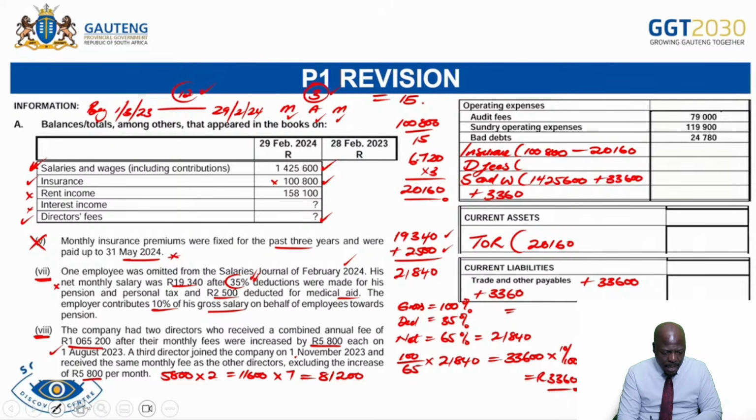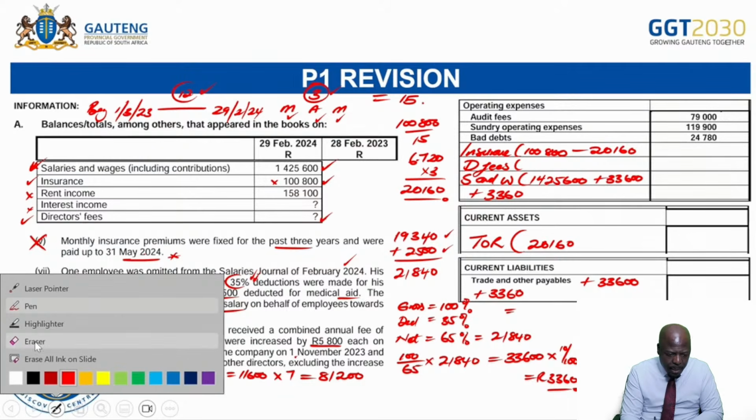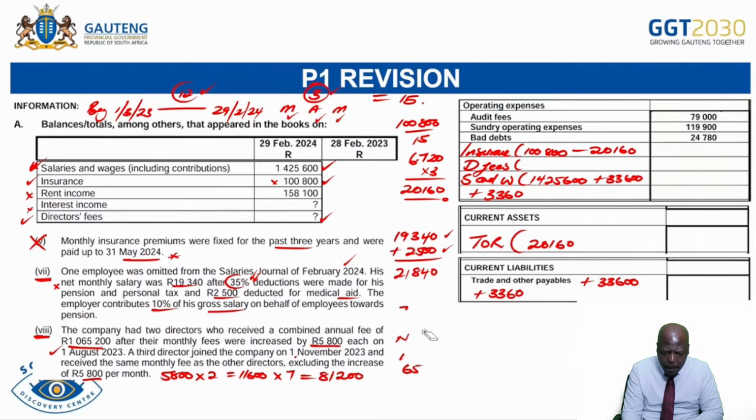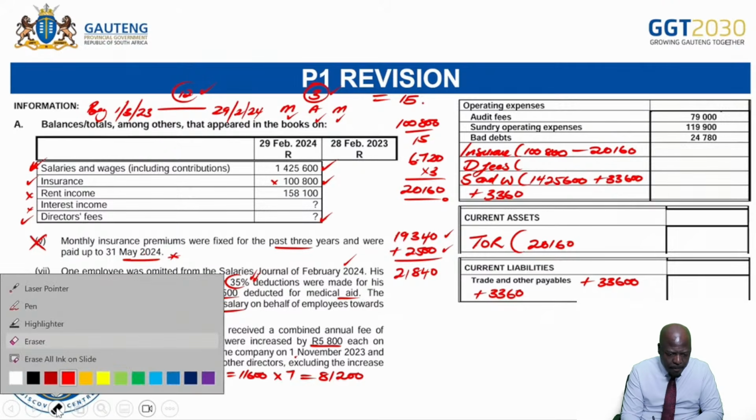Okay, let me just create some space here. All right. Let me create some space for myself. Let's take that one out so I can have somewhere to write on. Okay. Okay. I'm also giving you time to catch up with me.